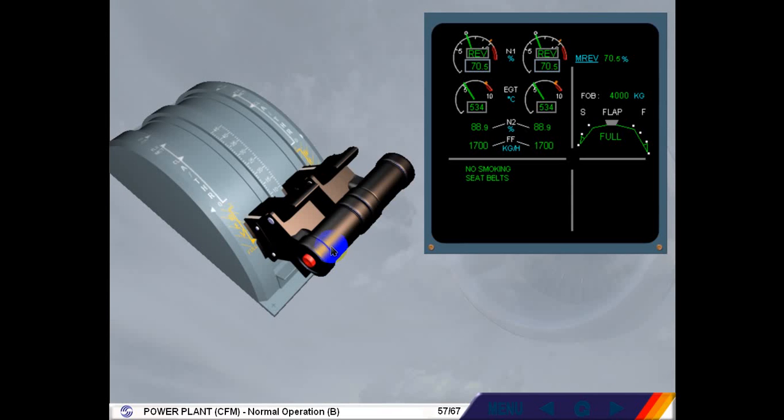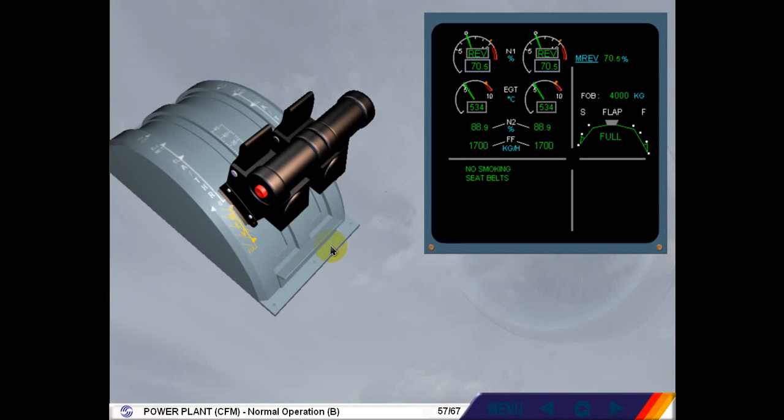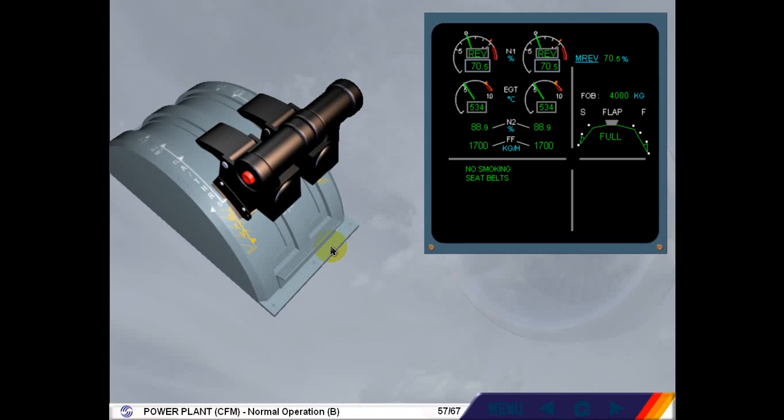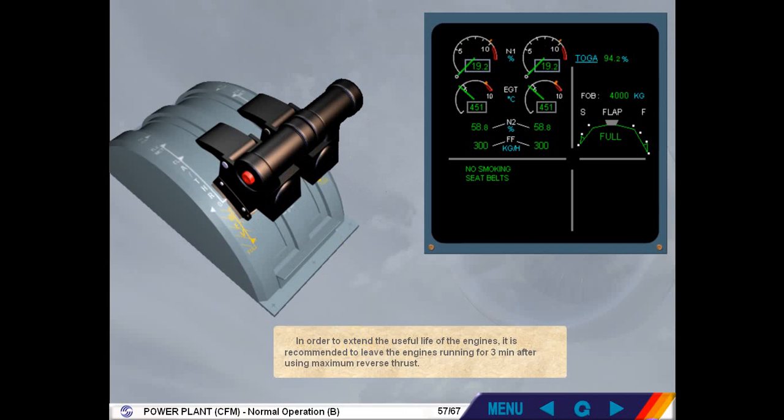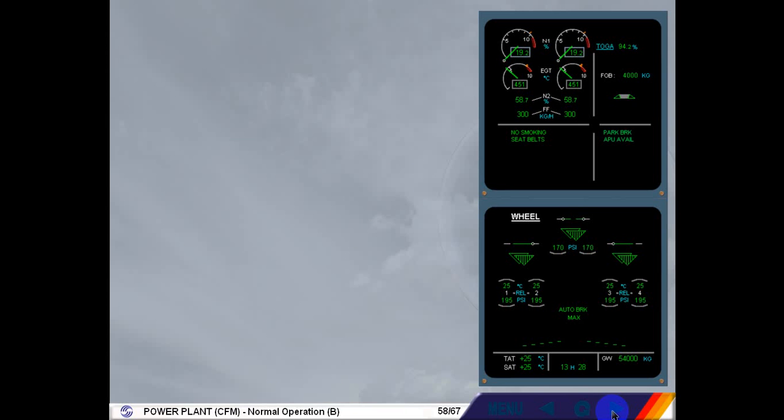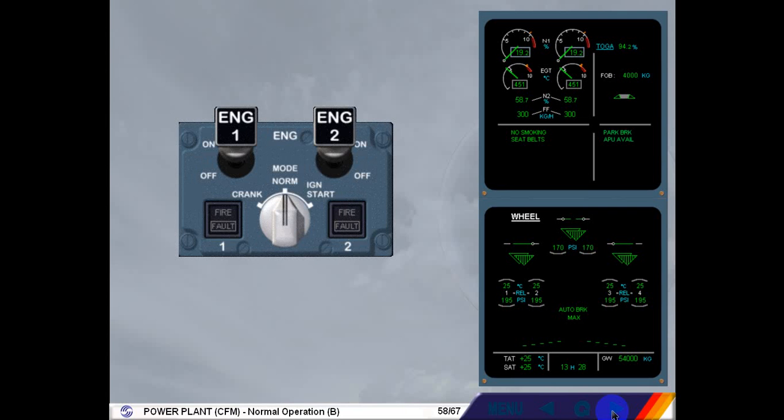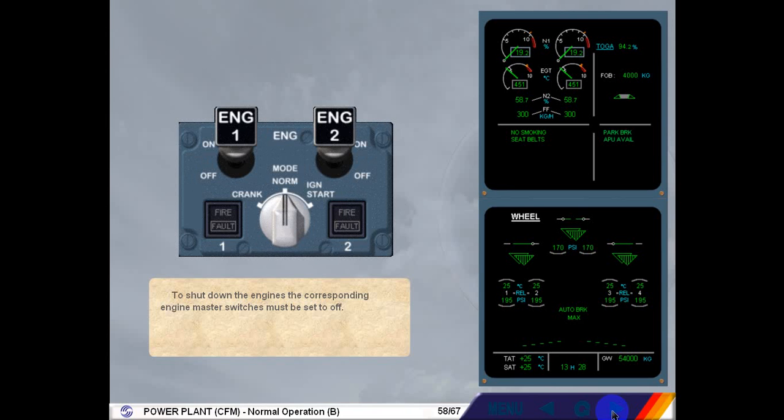In order to extend the useful life of the engines, it is recommended to leave the engines running for 3 minutes after using maximum reverse thrust. To shut down the engines, the corresponding engine master switches must be set to off. Switch off engine 1.